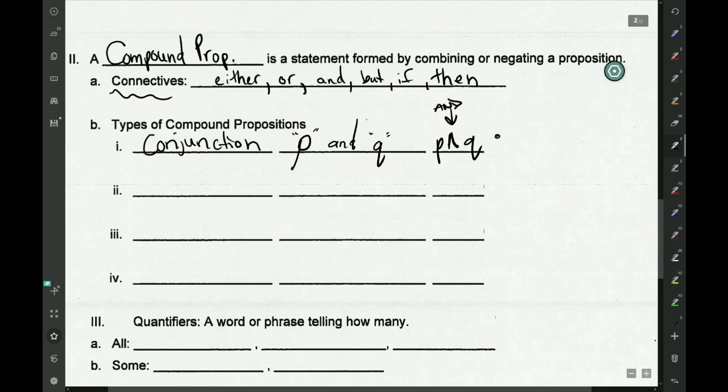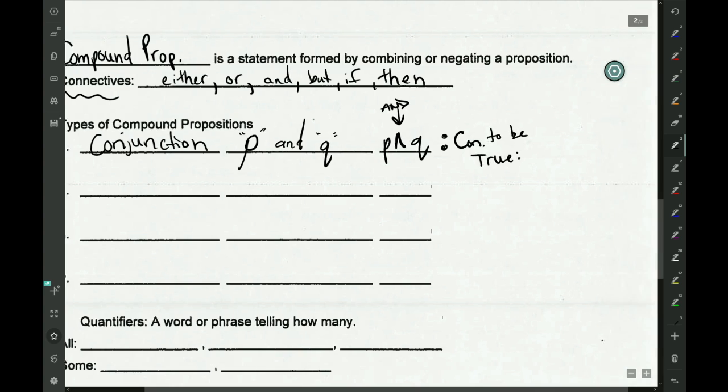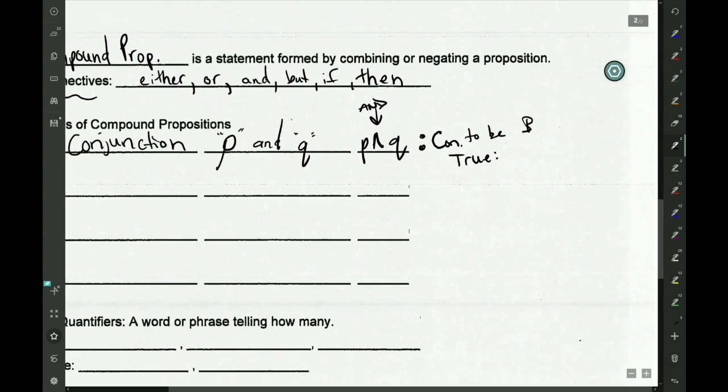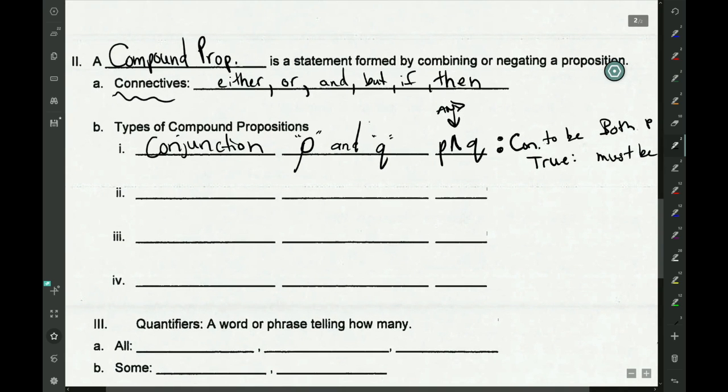Now here's another big takeaway. For a conjunction to be true, both P and Q must be true. So and is only true if P and Q are true. And we will do examples if it seems funky right now.